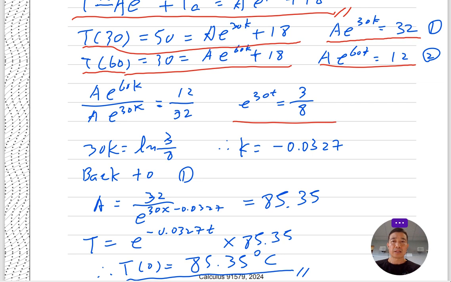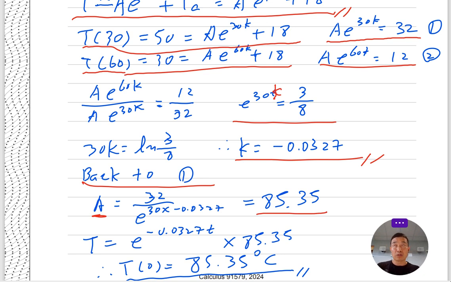Hold on, it's not t. I said it wrong. It should be k, isn't it? Yeah, right. And hence 30k is ln 3/8. So hence k is minus 0.0327. I recommend that you write a sensible rounding. I made it 4 decimal places. And then back to the first equation to find A. So if you plug this into either one of these equations, you get A is 85.35.